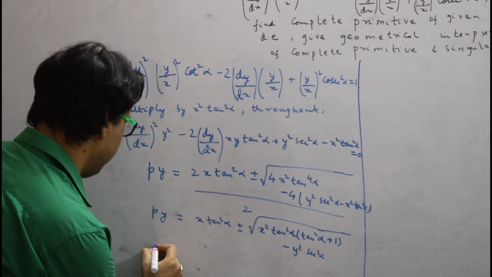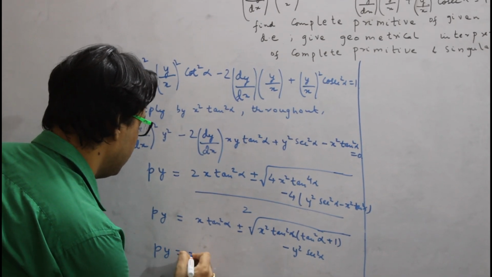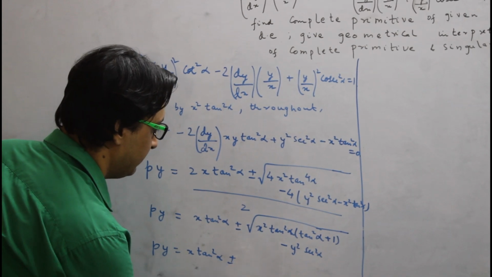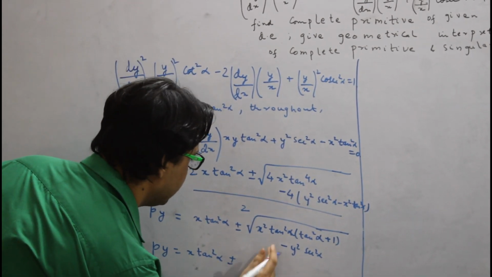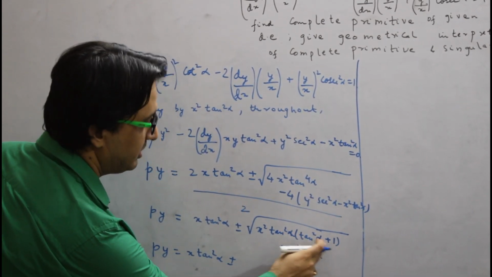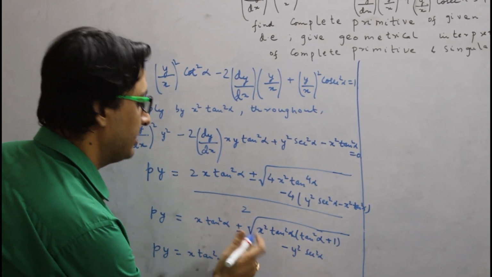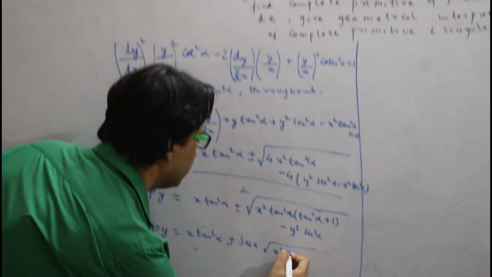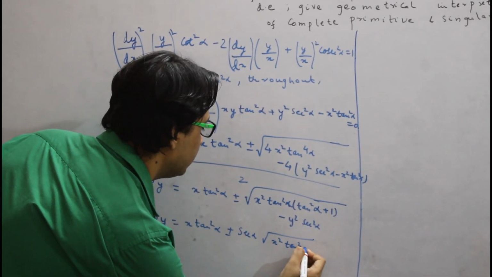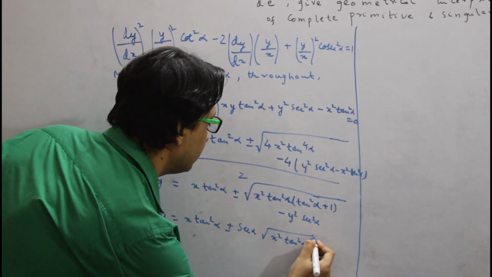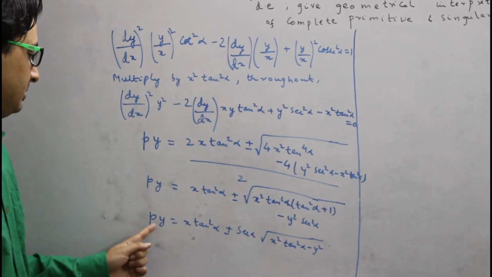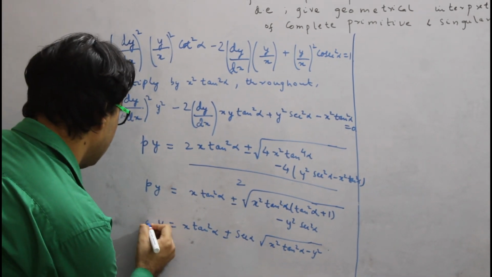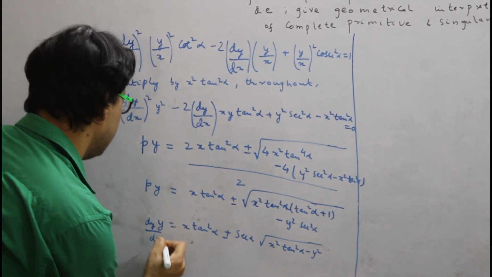So you can further simplify, this becomes py = x tan²α ± ... We can take the sec outside, this is sec², this is sec², so when it comes outside this becomes sec α, and this becomes x² tan²α minus y². So we have got this. We can write p as dy/dx.